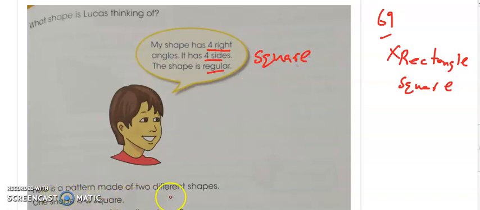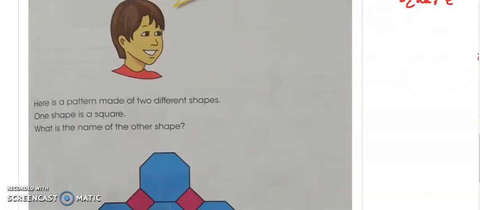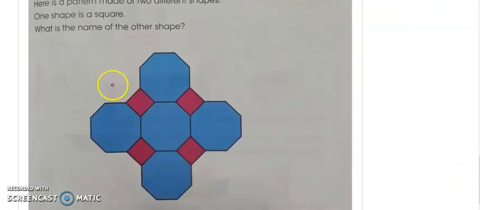And here is a pattern made of two different shapes. Next question. One shape is a square. What is the name of the other shape? We have to look here. The pattern is given. One of the shapes, of course, the red one, this one is a square. If we look at this one, this is clearly a square. But what about the other shape? What name will we give to the other shape?